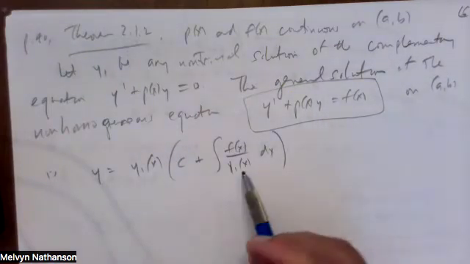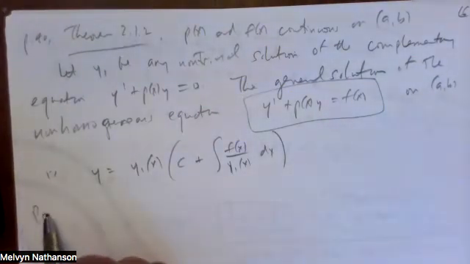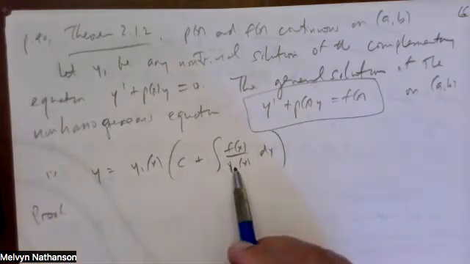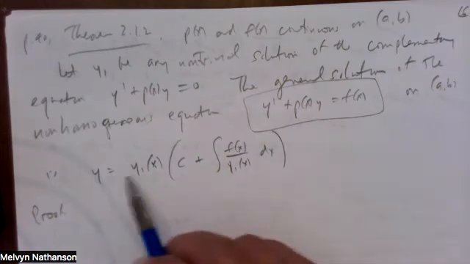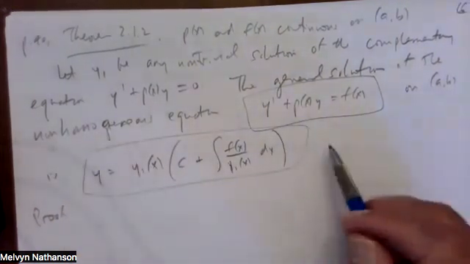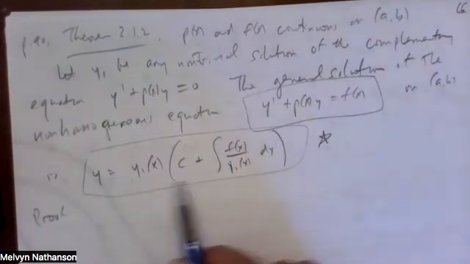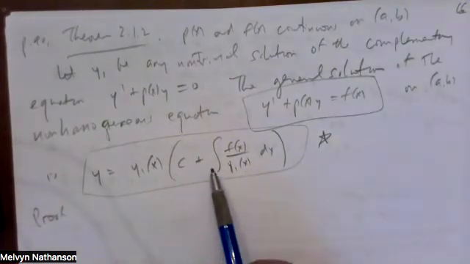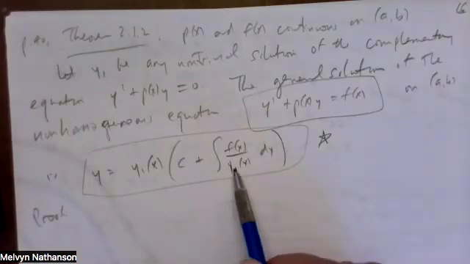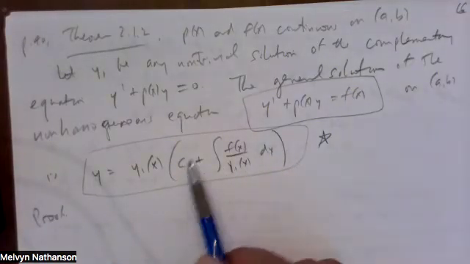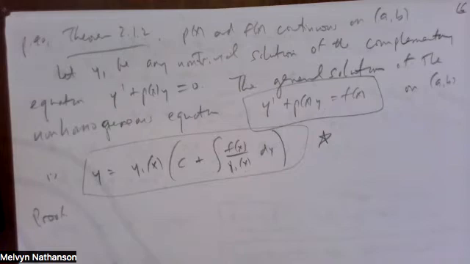So how do we prove this theorem? So there are two steps. First is to show that this is a solution. And the next step is to show it's the only solution. So suppose we have this formula. I claim that any solution of this form, that is, for any particular solution y1, any constant c, this is a solution of the non-homogeneous equation.